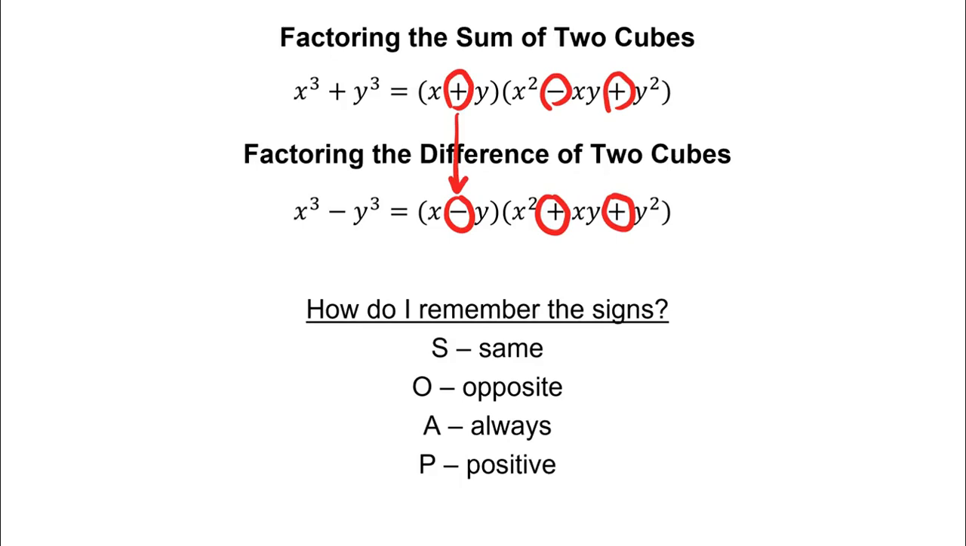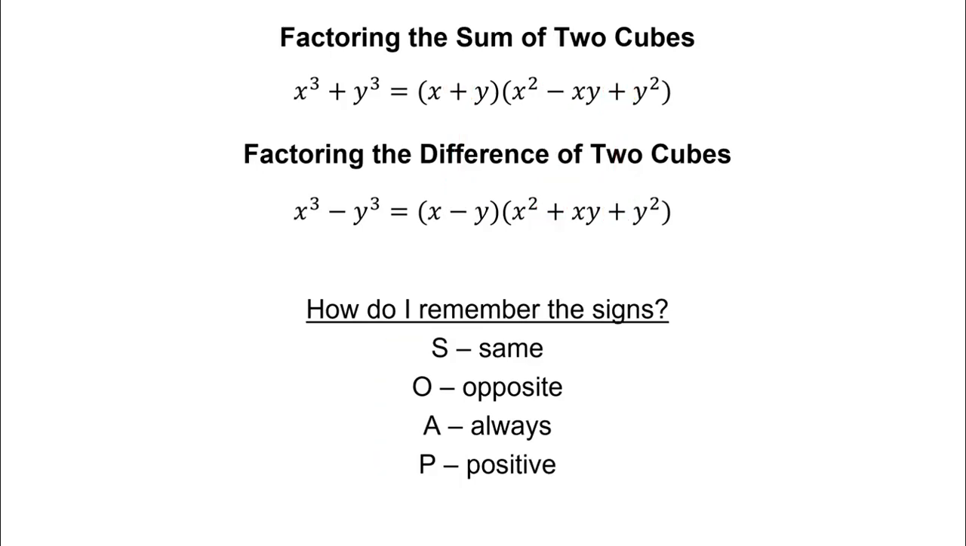Plus here, minus there, minus here, plus there. The two last ones are the same, however. So if you can remember the pattern for factoring a sum of cubes, you can remember the pattern for factoring a difference of cubes. The only thing that's different is the signs between the terms. So how do we remember the signs? We can use the acronym SOAP to help us.